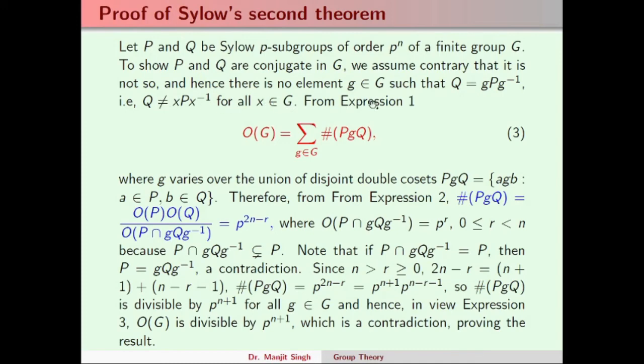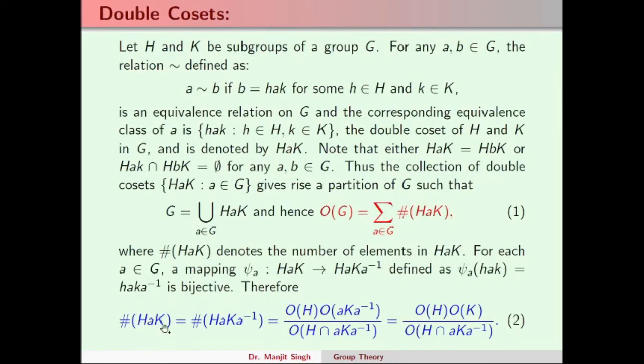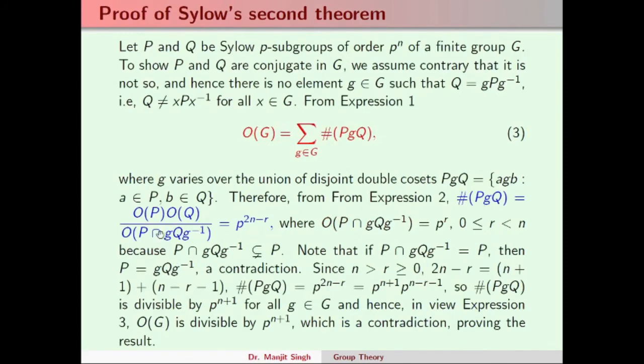So from the expression, as we have already discussed the double cosets concept, we have seen that the order of G is a sum of the number of elements of these double cosets, where g varies over the union of disjoint double cosets PgQ. So from the expression we have seen, here H can be taken as P and K can be taken as Q. We have this: order of P is p raised to power n, order of Q is p raised to power n, and this is a subgroup of P.